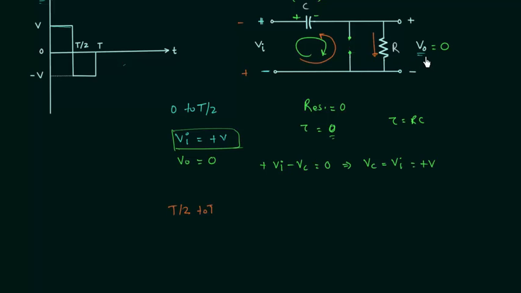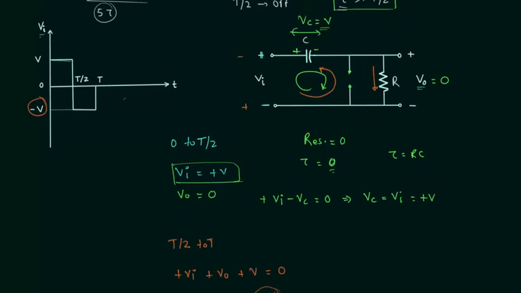Now we have to find out the output voltage VO by using Kirchhoff's voltage law. I will move along with the direction of current, plus VI, plus VO, and we have plus V, and this is equal to 0. So the output voltage is equal to minus VI minus V. Minus VI is equal to minus V. So the output voltage is equal to minus 2V. This is what we have in the second half cycle, and we can easily plot the output waveform by using these values.